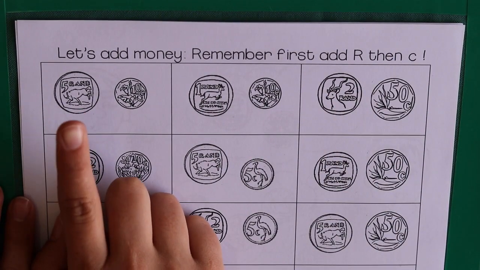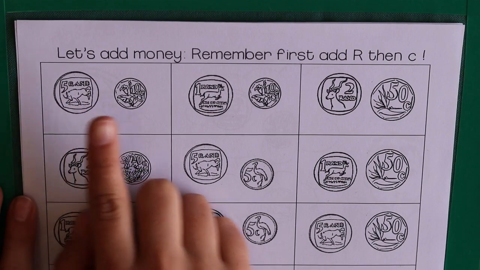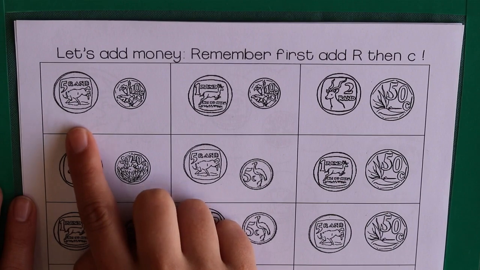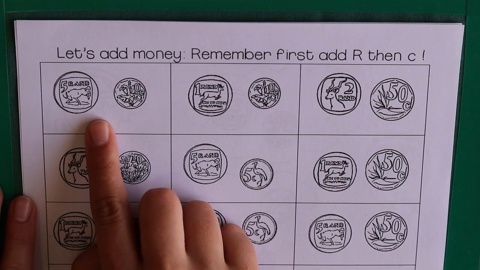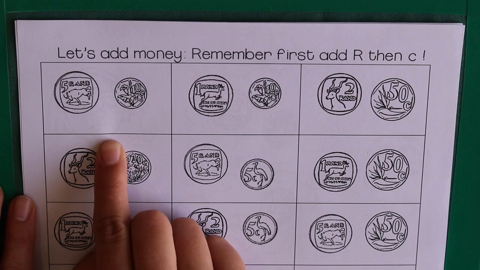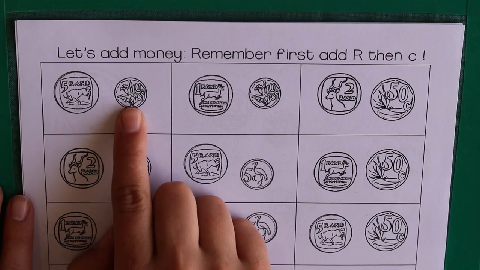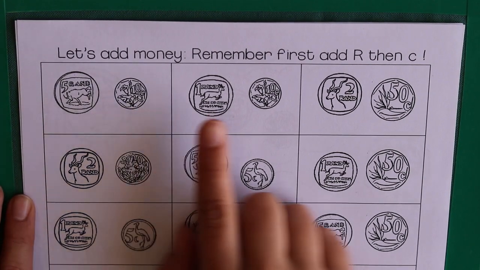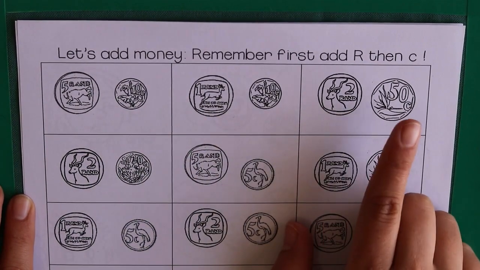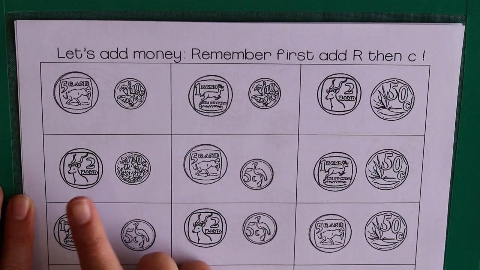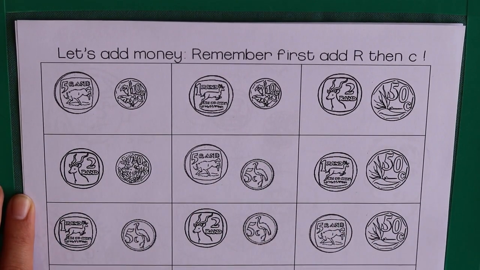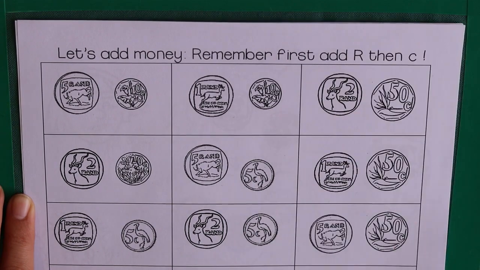So here you have 5 rand and 10 cents. Okay, and you would write the R, 5 for the 5 rand, then a little comma or just a little full stop, and then you'd write your 10 cents. Okay. 1 rand, 10 cents. 2 rand, 50 cents. 2 rand, 20 cents. So you're going to do all of those on your own.